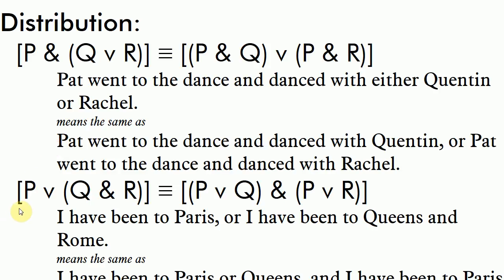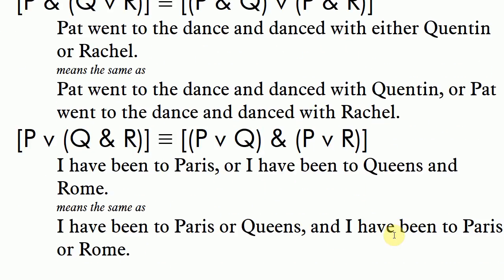Here's another version of distribution. This is just the same as this, except we have switched the ors and ands around. So this says P or the conjunction Q and R is equivalent to P or Q and P or R. An example is, I have been to Paris, or I have been to Queens and Rome. That means the same as I have been to Paris or Queens, and I have been to Paris or Rome.